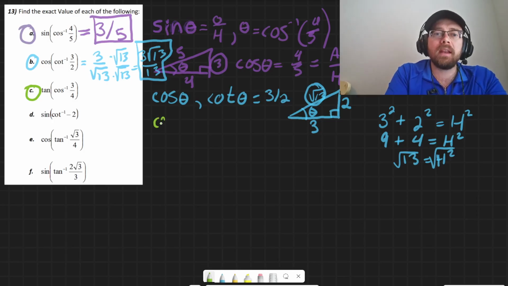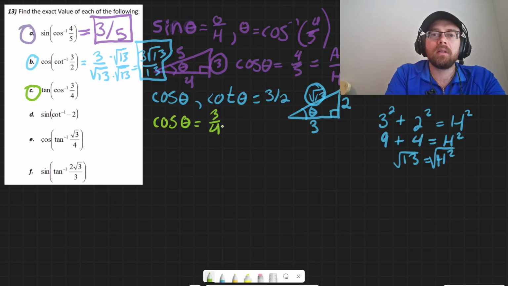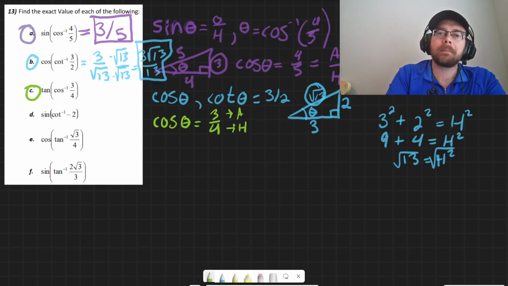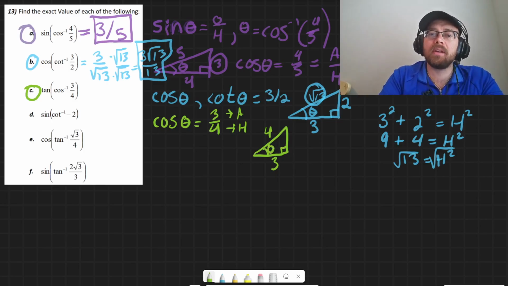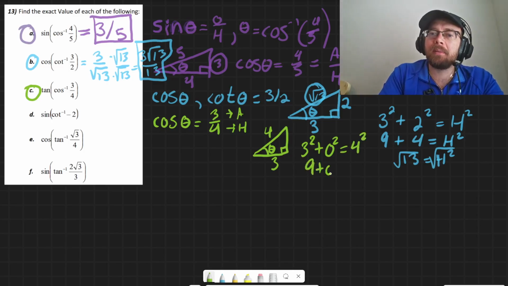The cosine of the angle is going to be 3 over 4, which remember is adjacent over hypotenuse. So that's going to be 3, 4. This one is also not going to be a Pythagorean triple. Cosine of theta is adjacent over hypotenuse, so that's going to be 3 squared plus the opposite squared equals 4 squared. So that's 9 plus the opposite squared.